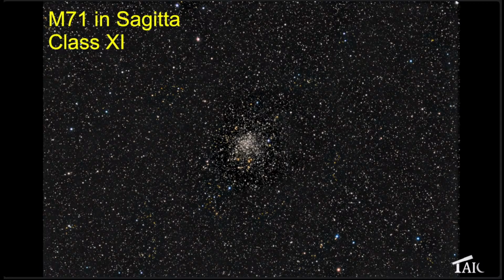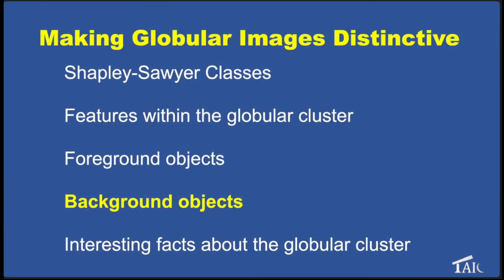But in recent years, they plotted a Hertzsprung-Russell diagram of the members of this cluster and found that it has that short horizontal branch way down there on the Hertzsprung-Russell diagram, proving beyond doubt that it is actually a globular star cluster. And then we can emphasize background objects.